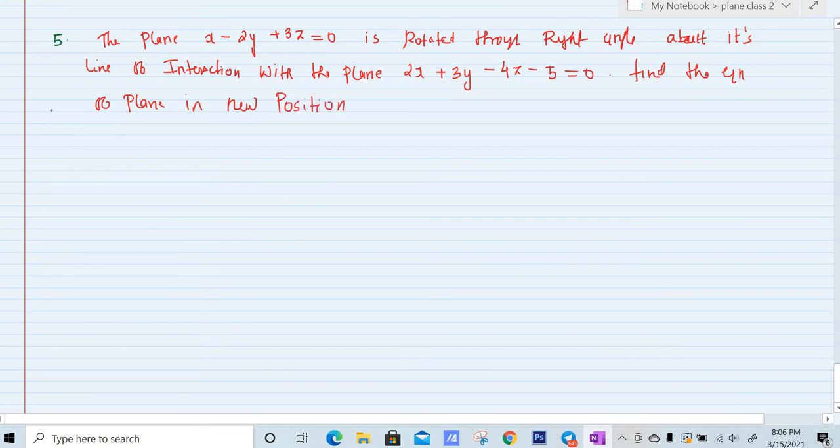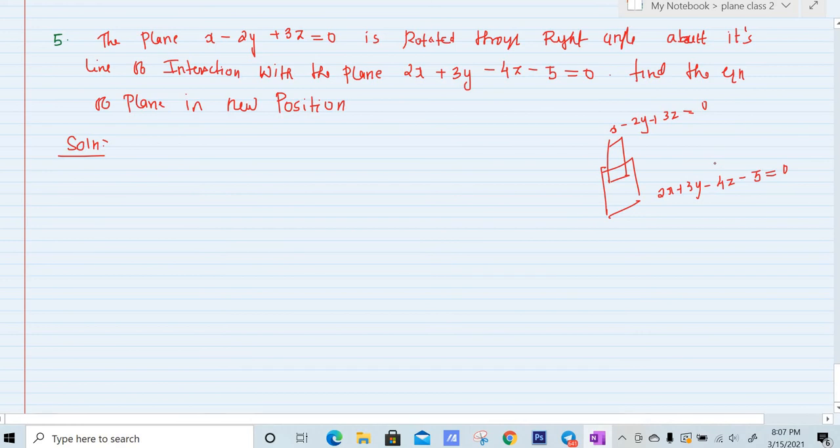Same problem, don't get confused with the question, right? So actually the plane is in this position, x minus 2y plus 3z is equal to 0. You don't worry about this statement. It's rotated through a right angle about its line of intersection with the plane 2x plus 3y minus 4z minus 5 is equal to 0, right? So don't worry about this. So we will have two planes. Let us say this equation is x minus 2y plus 3z is equal to 0, and this equation is 2x plus 3y minus 4z minus 5 is equal to 0, right?